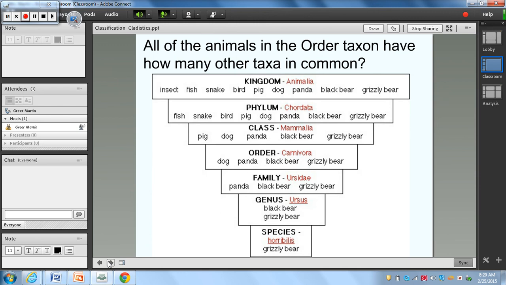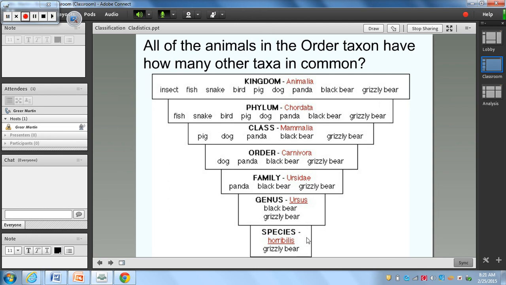Alright, so all of the animals in the same order taxon have many other taxa in common. So you can see the similarities between organisms, how they're classified in the system based on which kingdom they fall into, going from the broadest to most specific. So you can see we've classified the grizzly bear. So the genus and species is down here, the scientific name.